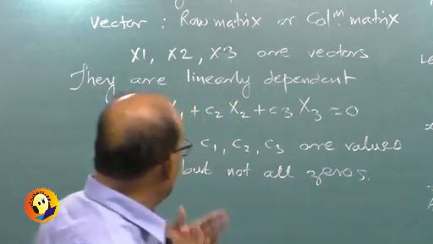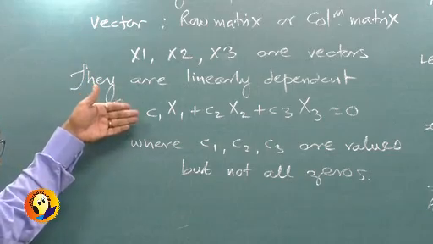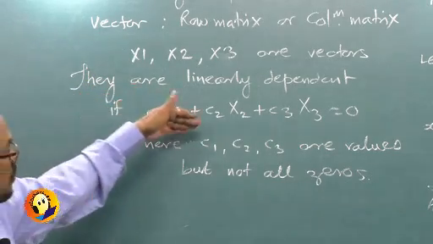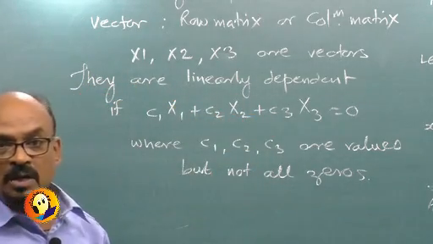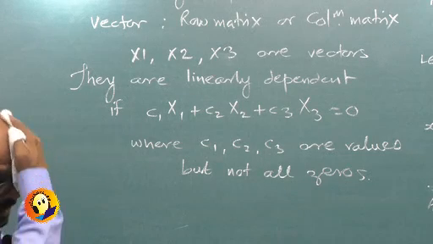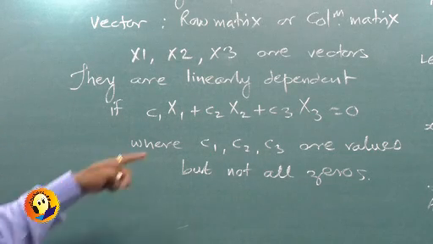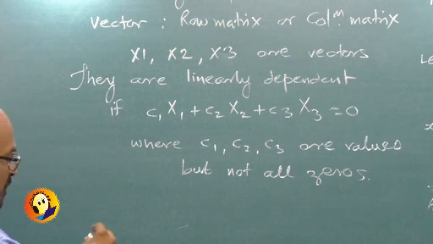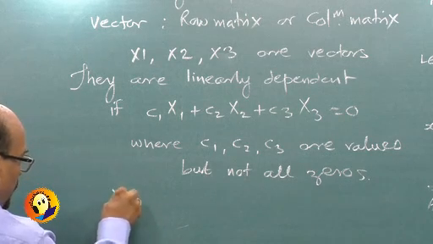What will be the other definition? Linearly independent. In that case, C1, C2, C3 will be 0. Then and then only this equation is valid. Now, obviously one has to think, suppose I have vector x1.